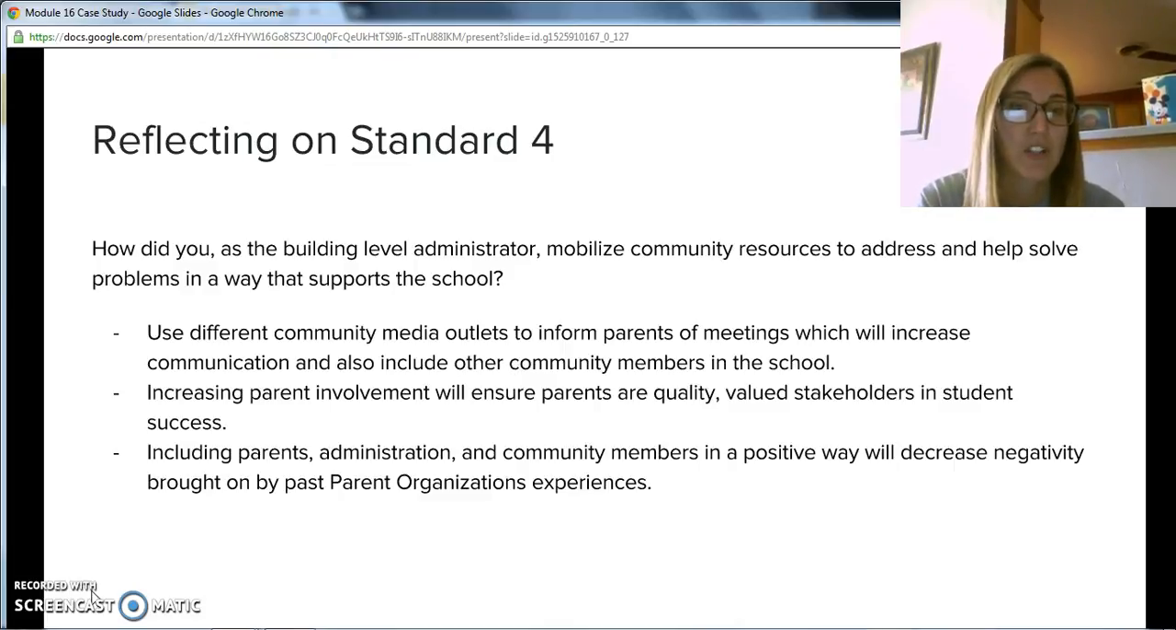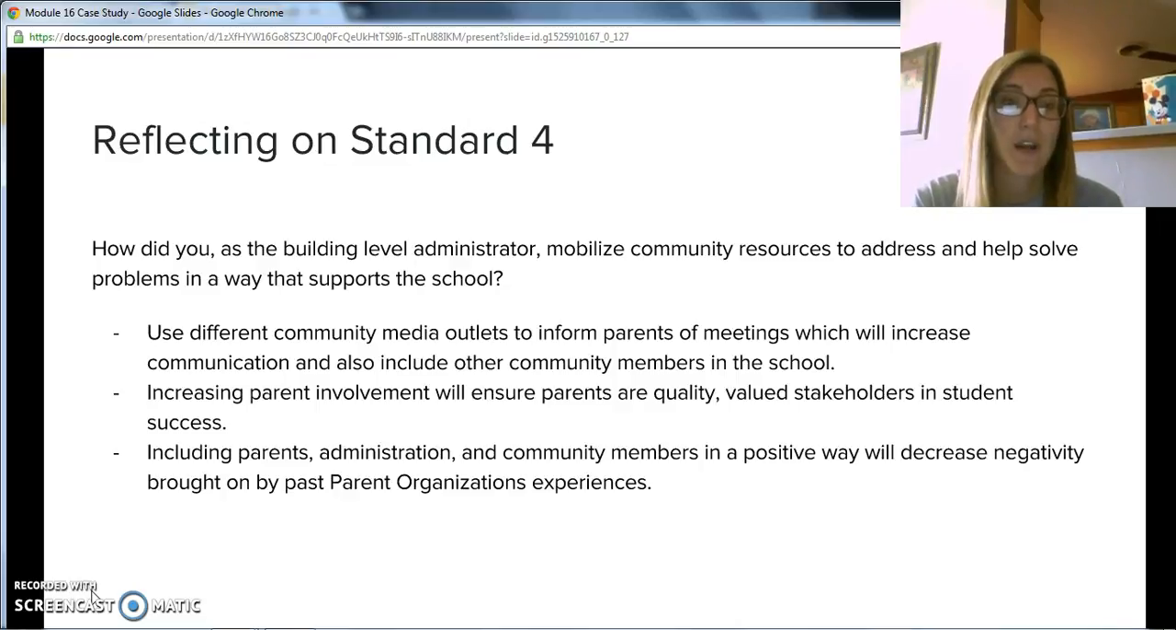And third question, how did you mobilize community resources to address and help solve problems in a way that supports the school? The first thing was use a different community media outlets. To use the local newspaper to inform parents of a meeting. That'll increase communication, but also includes different community businesses and different leaders in the school process as well. So kind of touching on 2 different things in one.